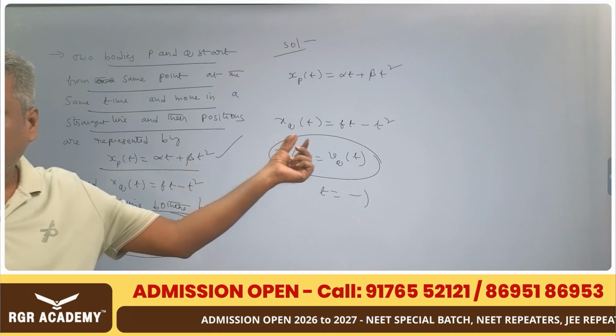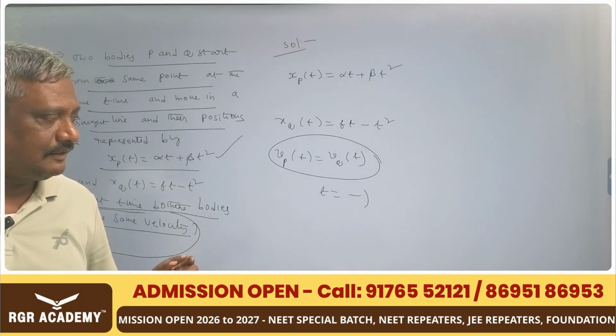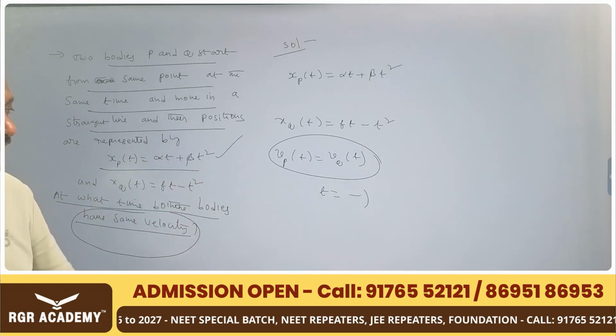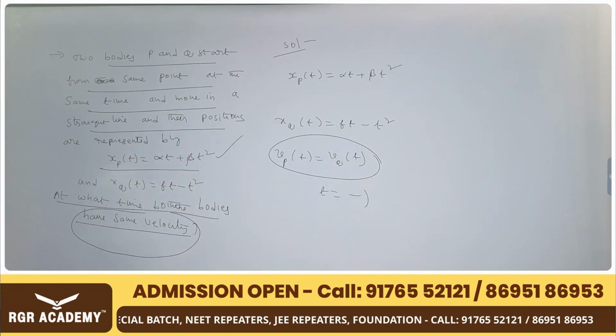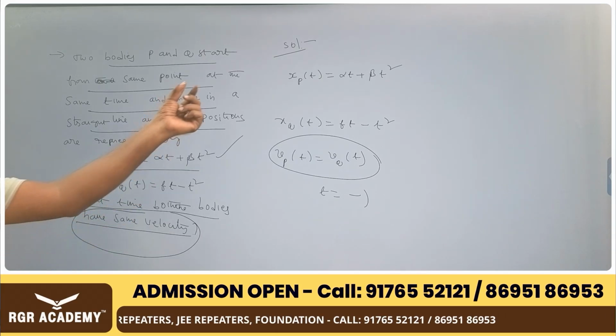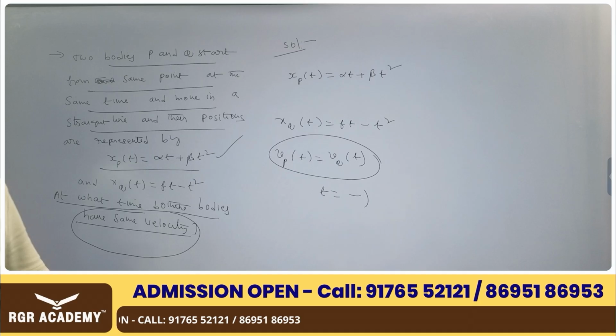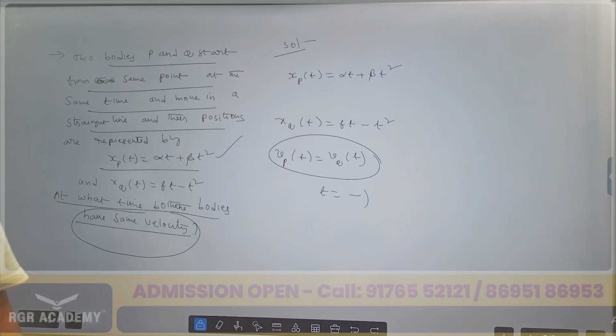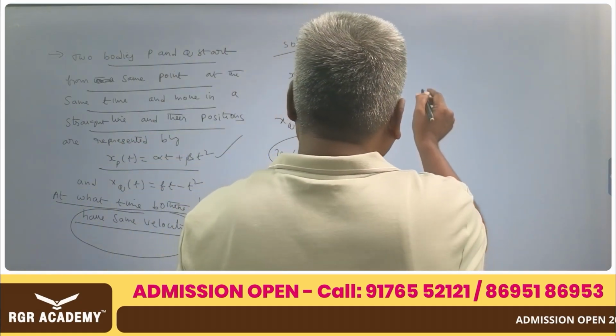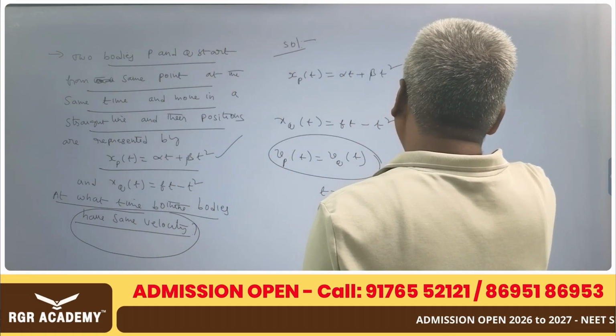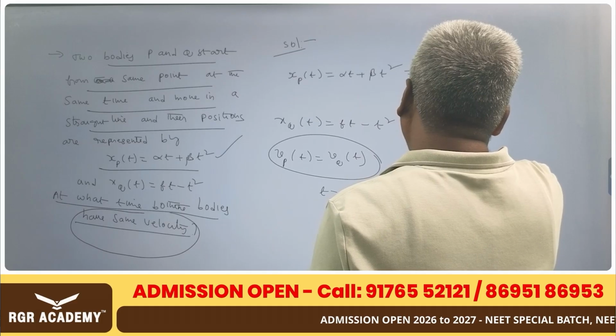When the velocities of the particles are equal, what factor should you find? Time. If you know the position or the displacement of a particle, you can get the velocity from that. How do you get velocity from this? What is the velocity of the particle P?